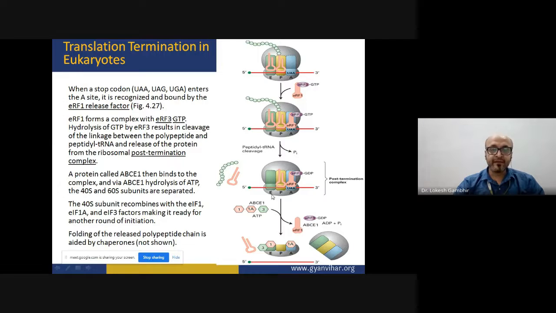So now what is happening? This post termination complex is made up of what? The termination has happened, but after termination still the ribosome is intact. It is intact with the tRNA as well as the releasing factors. Now what should happen? This tRNA should dissociate, but it never dissociates randomly. It is initiated by a protein called ABCE1. This ABCE1 protein comes and binds to the complex and causes the dissociation of all the releasing factors, the tRNA, and both the ribosomal units. Thereby the complete termination complex is now released, now separated.